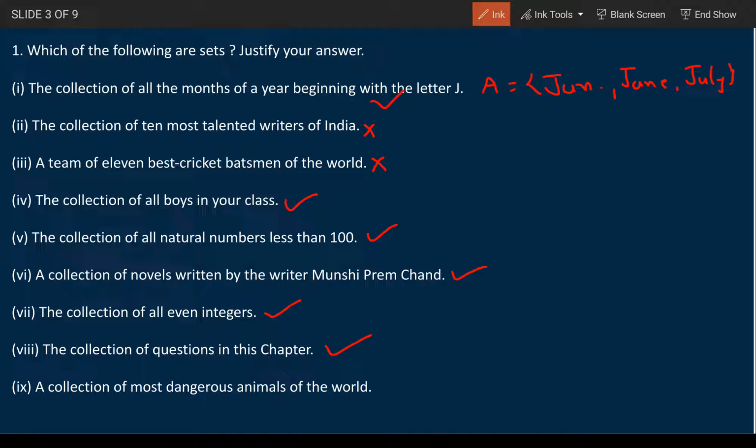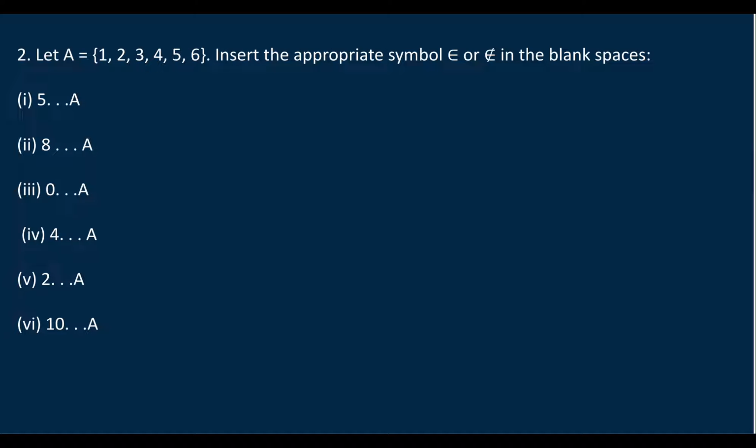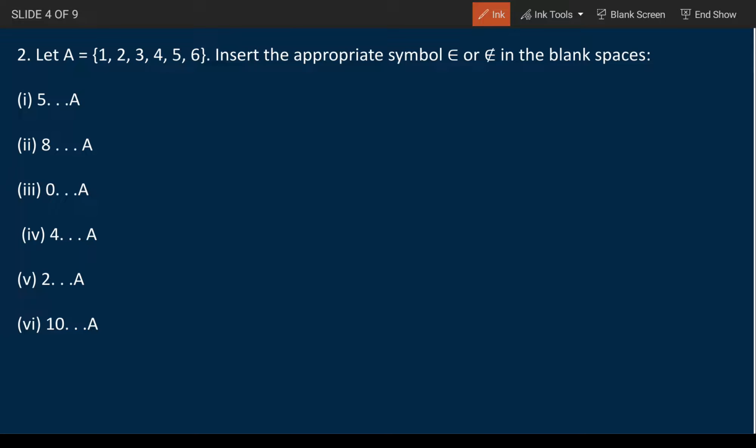A collection of the most dangerous animals of the world. Here you can see that if we ask person to person, there is a change in the elements of the set, so we don't consider it a set. So this is not a set. Now we have a second example. Here you can see that we have a set A equal to {1, 2, 3, 4, 5, 6}.